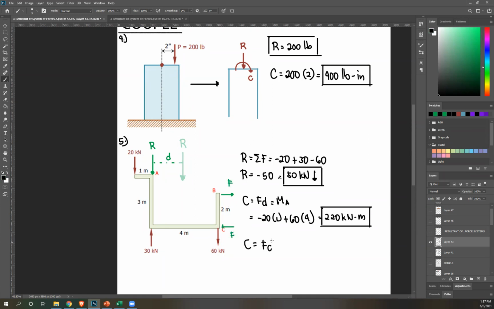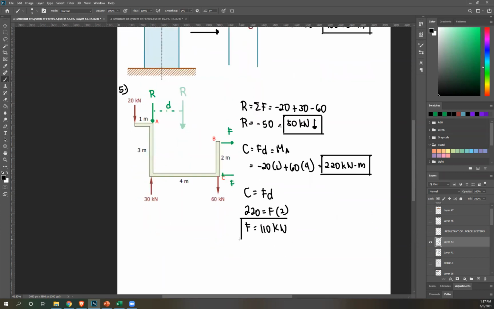Therefore C equals FD. Okay? So that's 220 equals F, and then distance between your forces is 2. Therefore, F is just 110 kilonewton. So that's your other answer. Now, let's redraw our system into what's being asked. So we have a resultant here, R, which is equal to 50 kilonewtons. And then we have another force here. This is F, which is equal to 110 kilonewton. Should be acting clockwise. And that is how you resolve a system of forces into resultant and couple.